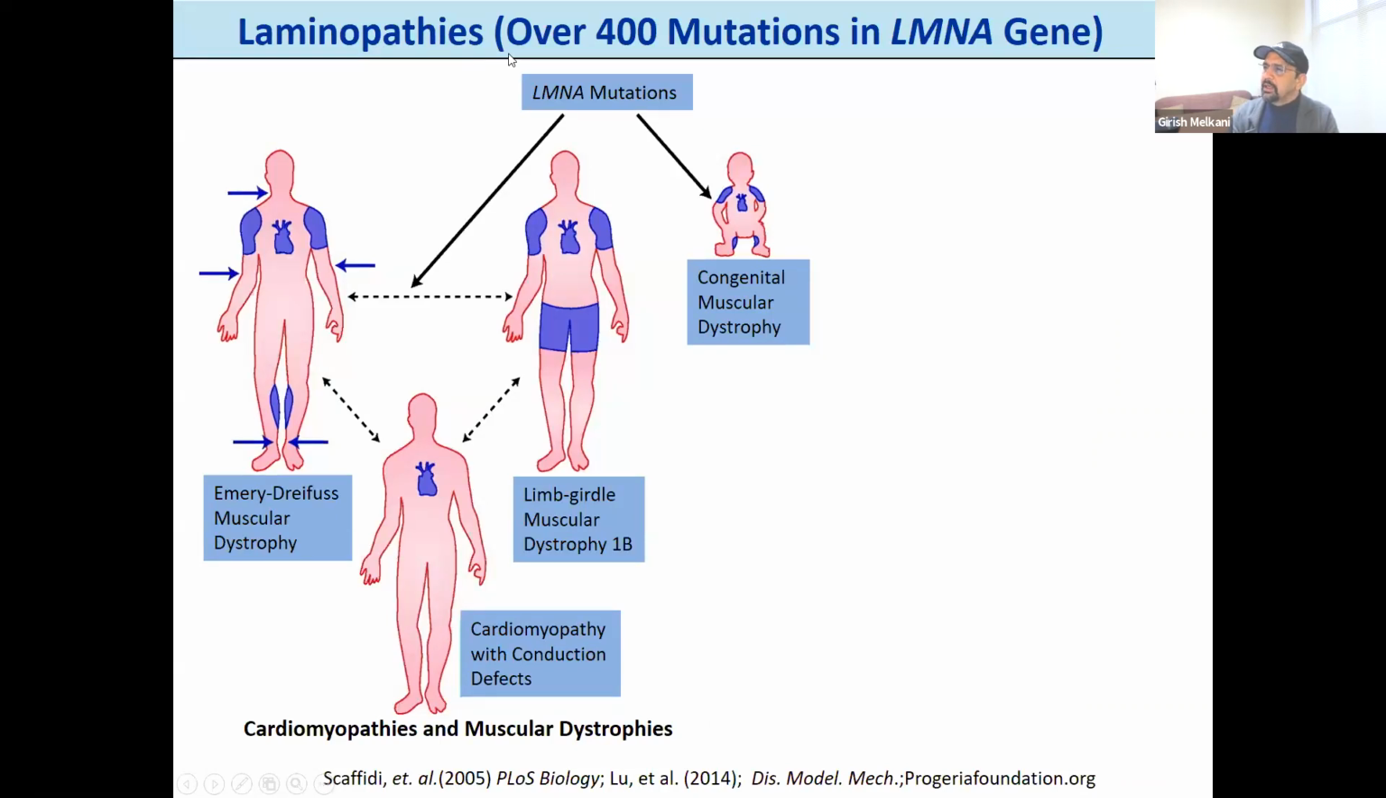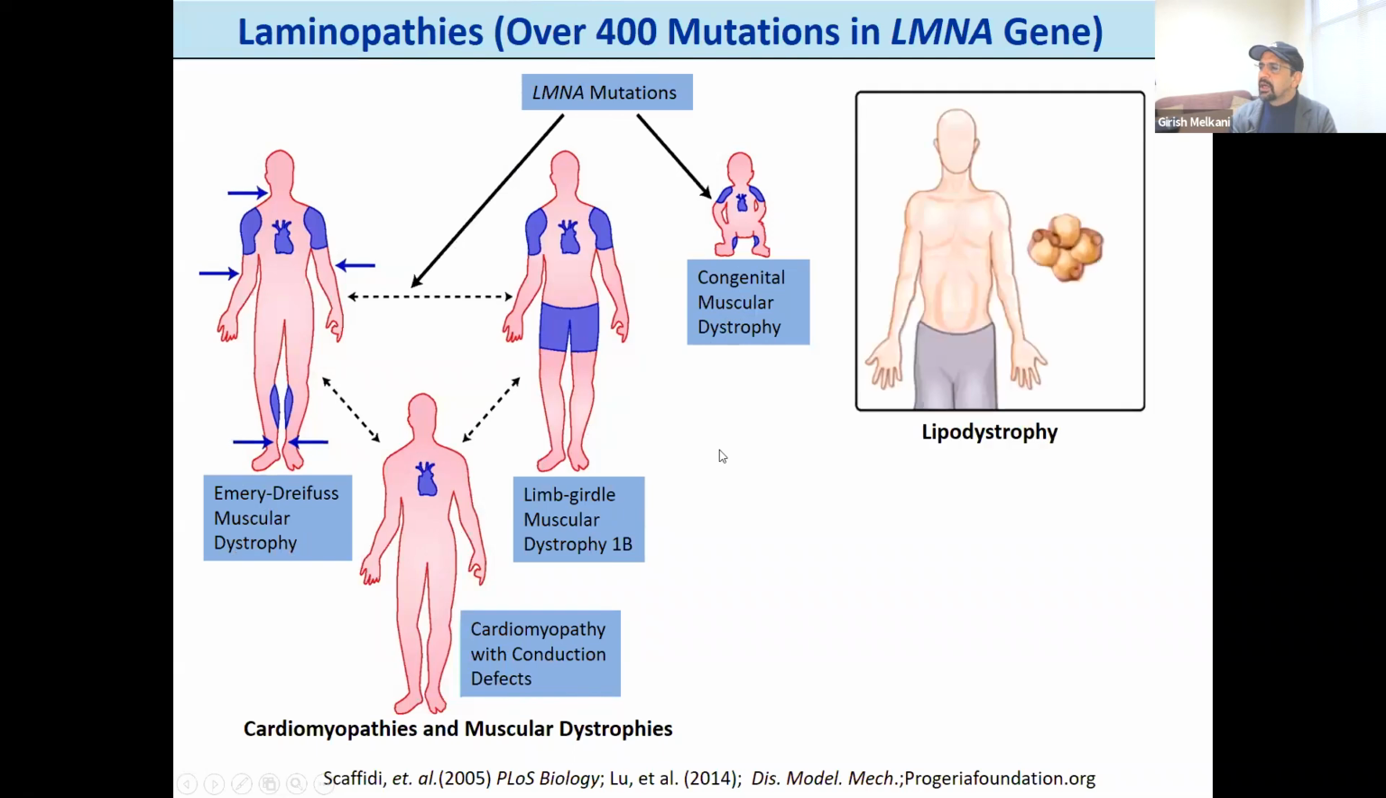The laminopathy. So this gene consists of about 600 amino acids and over 400 mutations that lead to different kinds of muscular dystrophy. As you can see, they lead to cardiomyopathy with conduction defects. And in some cases, they can have congenital muscular dystrophy also. The other one is called lipodystrophy, where they cannot process fat. So that's why we can see fat accumulation in the muscle, but not in the body where it should be. It's called the lipodystrophy model.